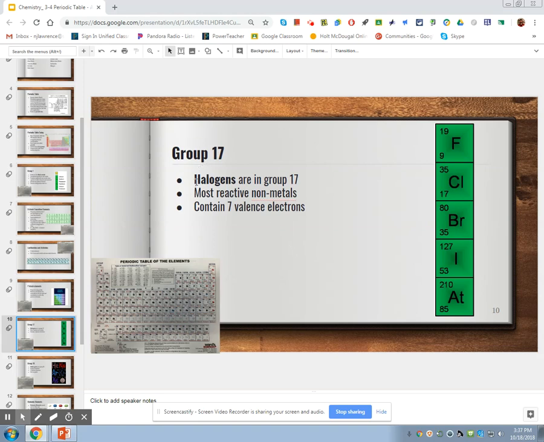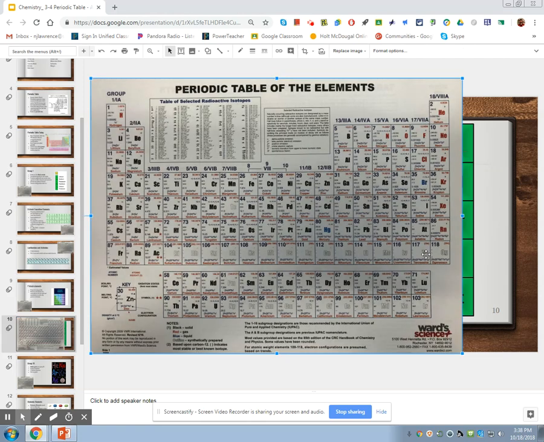Group 17 is called the halogen family. Halogen family, again, is group 17. The halogen family is the most reactive of the nonmetals that we have.